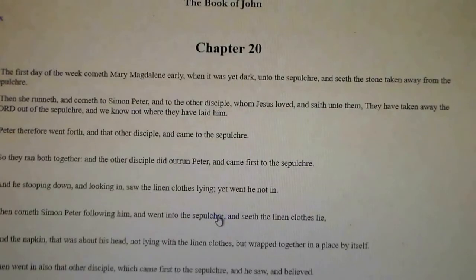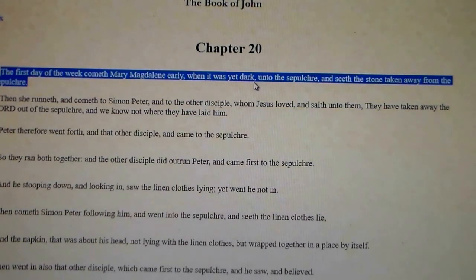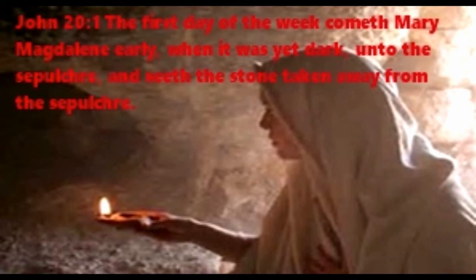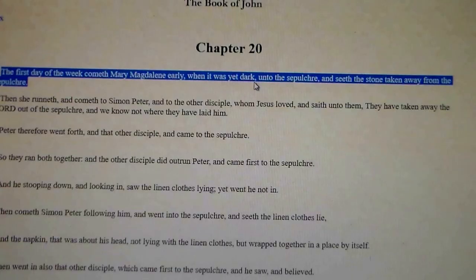The other fact is that Jesus resurrected, as we see in John 20, verse 1. We know that Jesus resurrected early Sunday morning, or the first day of the week. It says here, the first day of the week cometh Mary Magdalene early, when it was yet dark, unto the sepulchre, and seeth the stone taken away from the sepulchre. So it was still dark. So it was somewhere between Saturday night and Sunday morning when Jesus resurrected.